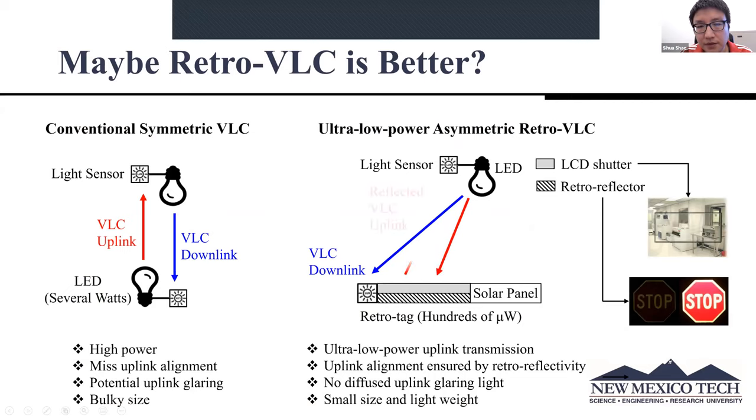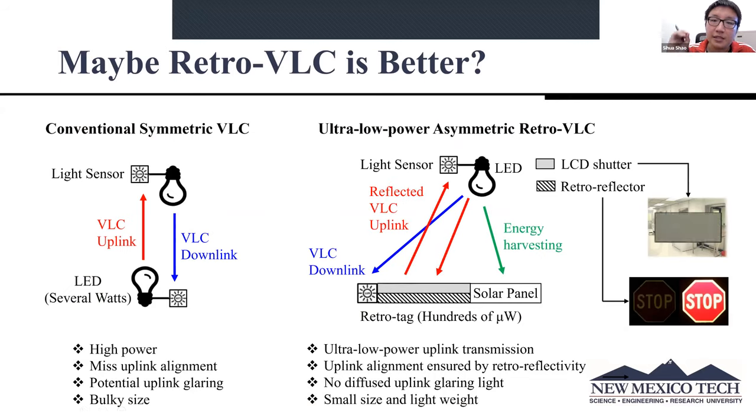In the meantime, the LED can support the power consumption of the retro tag by providing the energy for it. So there are many advantages, like the ultra low power consumption. The uplink alignment is already done because it's retro reflection, reflecting the light back to its source. And there's no diffused uplink glaring light. You are not going to look at the tag beside the light bulb. If you move a little bit away from the light, you will not see any light from the retro reflected tag. So there is no uplink glaring, and it's small size and lightweight.